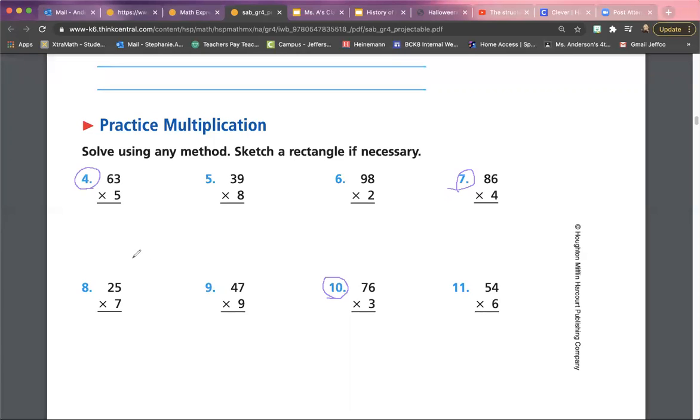So hopefully you got a chance to solve 3. I'm going to go through these 3 really quick, and then if you want to double check, you can. The first way I'm going to do it is with the area model.